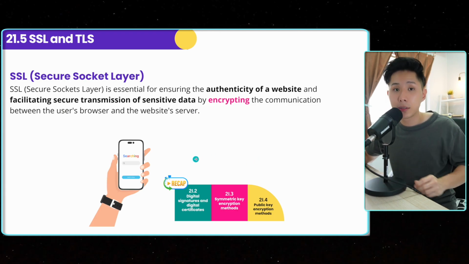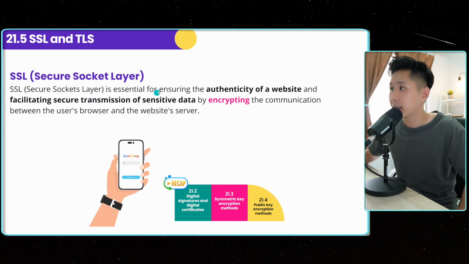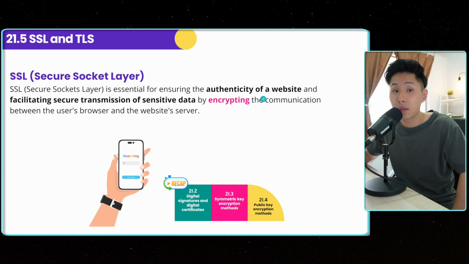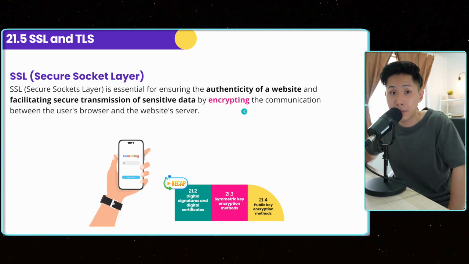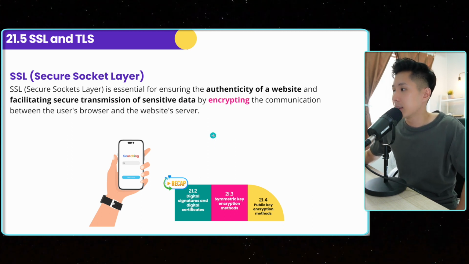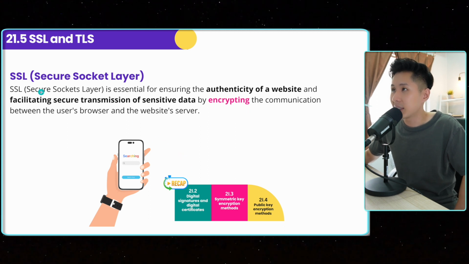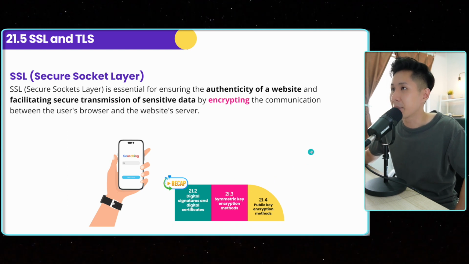Alright, so now let's look into some upper layers of security, which is what is used in web pages. Okay, SSL, Secure Socket Layer. It is essential for ensuring the authenticity of a website to make sure that you don't go into a fake website created by other people, and facilitating secure transmission of sensitive data by encrypting. And this data could be your credit card details, your password. So basically, this SSL applies everything that we just learned in the previous chapter. So I put a recap here.